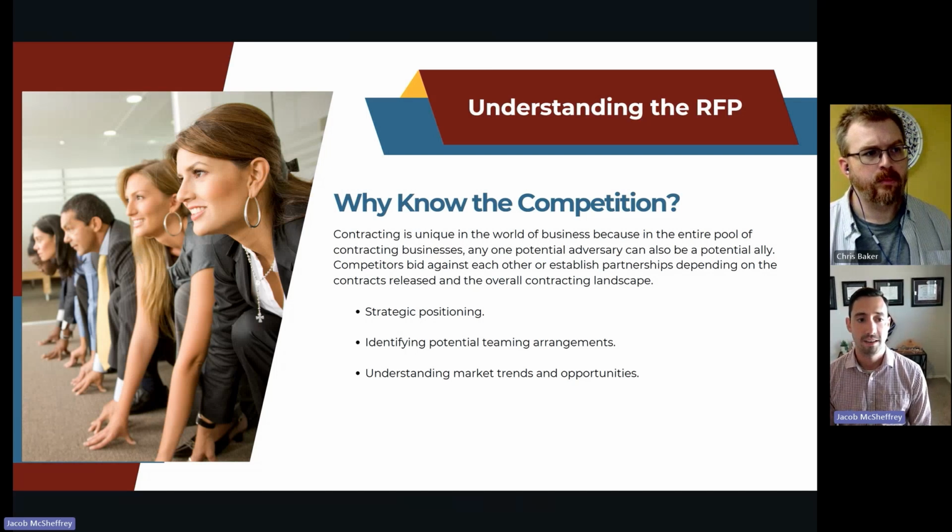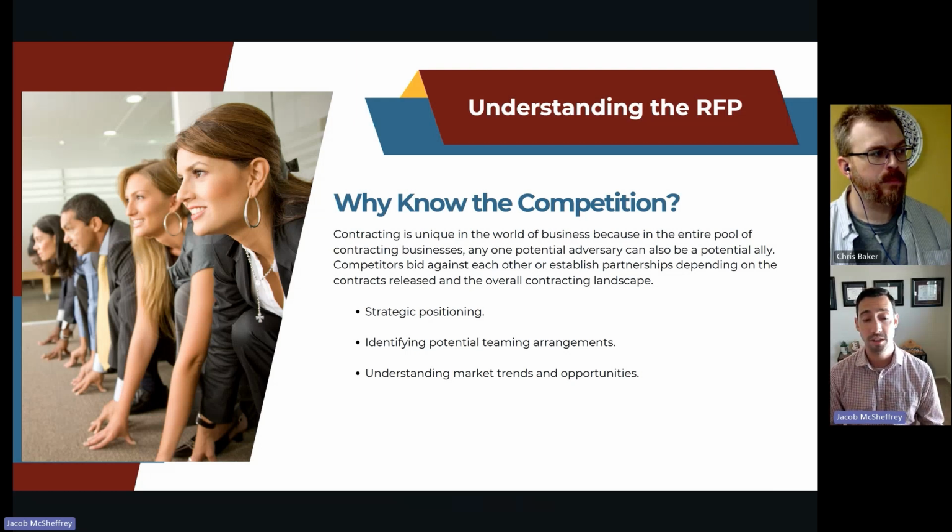You can identify potential teaming arrangements, like I said, forming joint ventures with other similar firms that can offer certain work components that you can't, and you can offer ones that they can't, to form a stronger proposal. And then understanding market trends and opportunities: seeing typically who wins these types of projects. Are they national level organizations or are they local? Are they very large organizations or more mom and pop shop type organizations? By understanding the overall landscape and the market trends, you can better position yourself to either win or even make the decision of whether this is a project that you want to spend the time and effort going into.